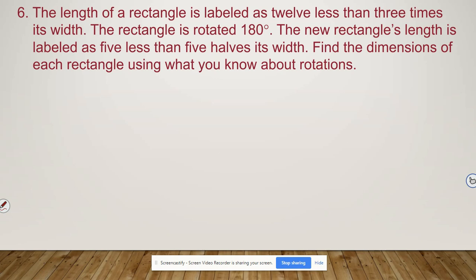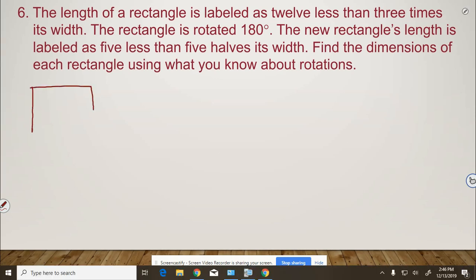So here, the length of a rectangle is labeled as 12 less than 3 times its width. So here we have our rectangle. The length is 12 less than 3 times its width. So its width is x and its length is 3x minus 12. And that's rotated 180 to get another rectangle. And again, the idea that it's rotated doesn't matter because we get the same size rectangle, so they're going to be equal to each other. And now it's labeled as 5 less than 5 halves its width. So this is x, and this is 5 halves x minus 5.